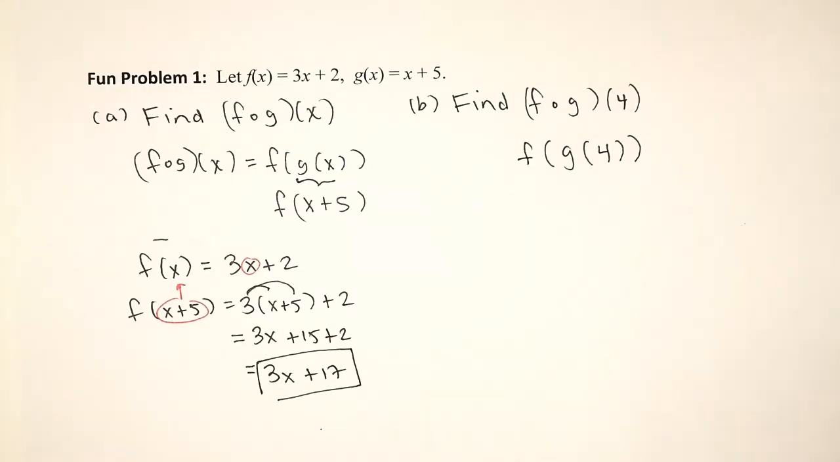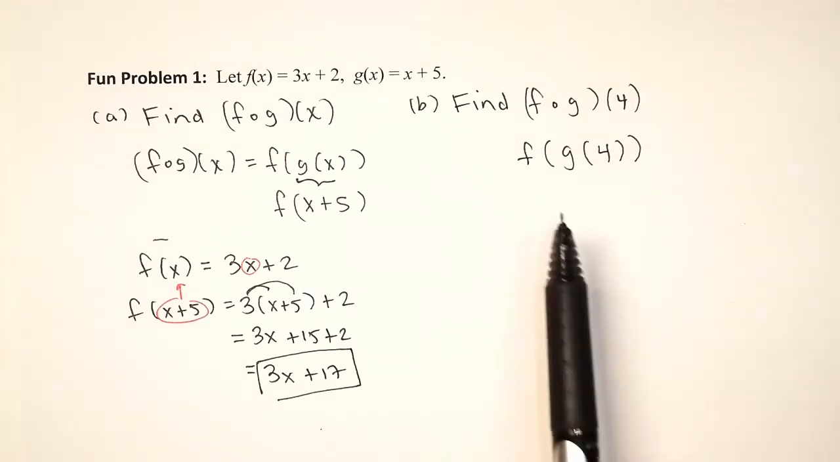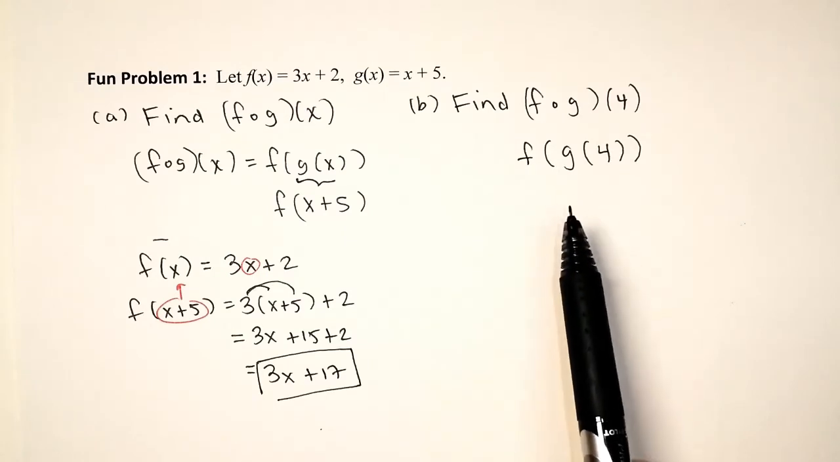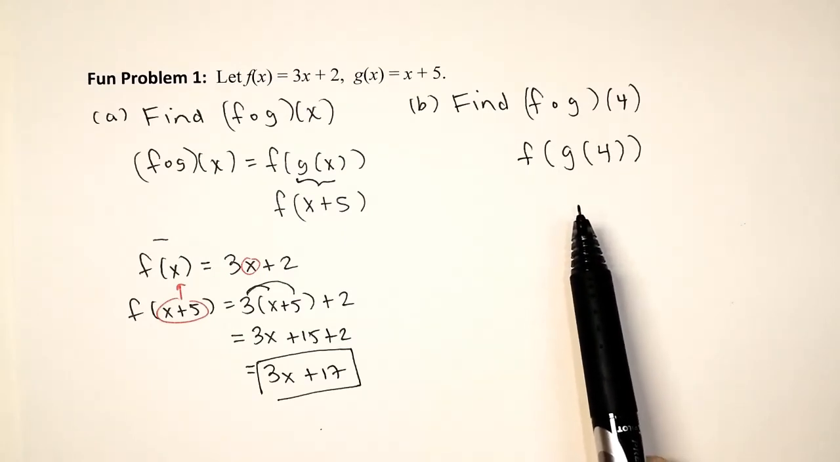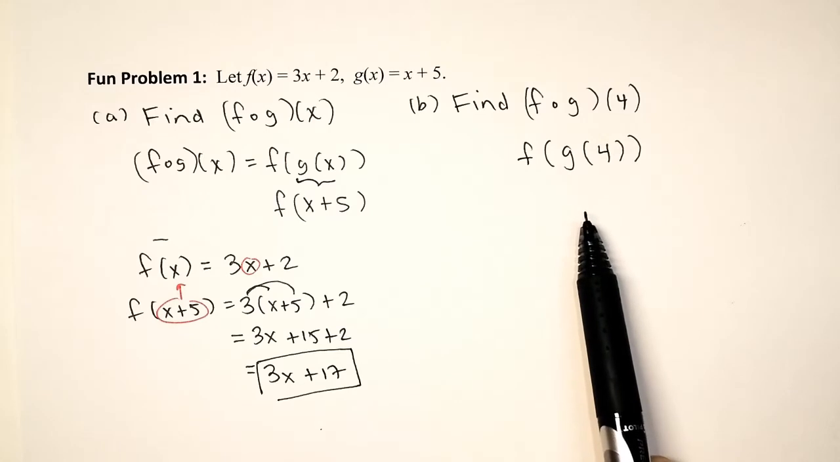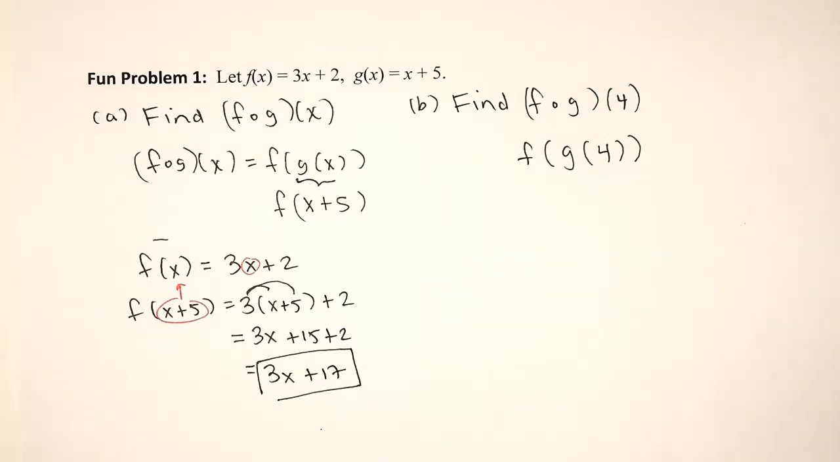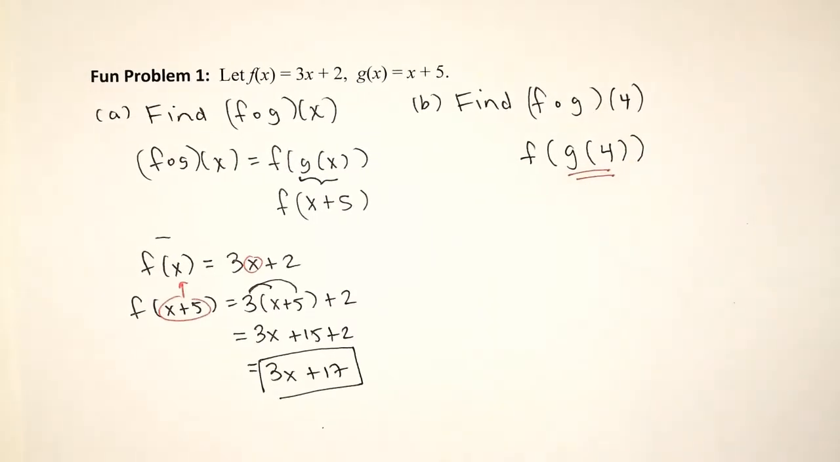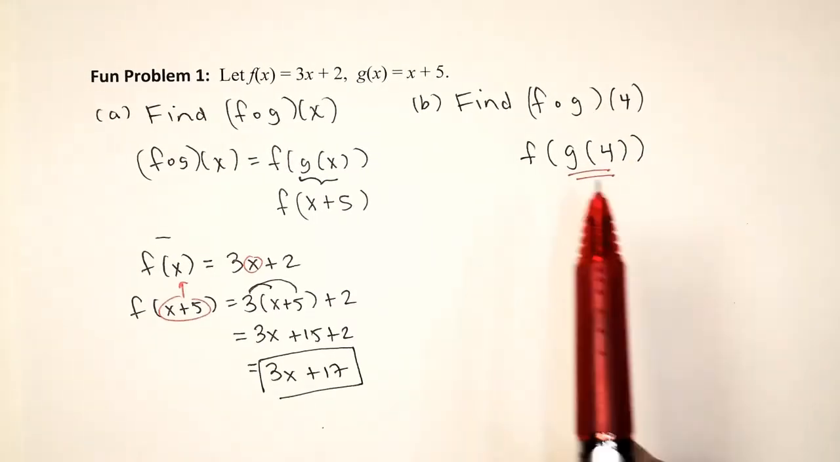So the question is, what should I look at first? Should I look at this outside function or should I look at the inside function? Think about it like order of operations, like grouping symbols. What do we do with the grouping symbols? We look at the inside. So in this case, when we have function composition, work from the inside out. We're going to focus on finding g of 4, and then whatever that is, find f of that.